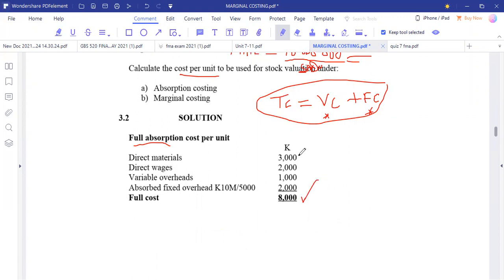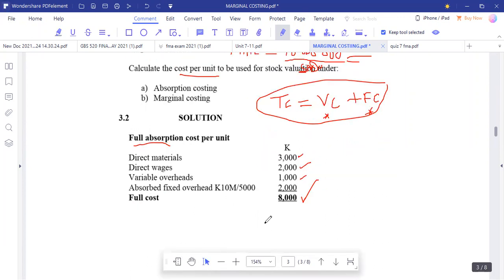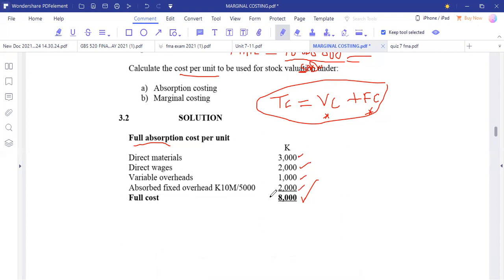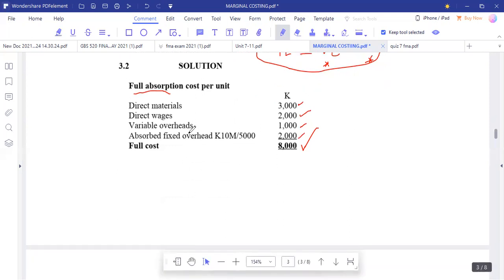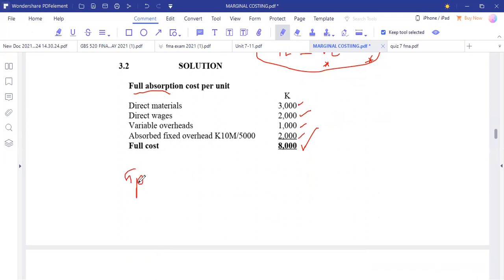So meaning we are considering both the variable cost, direct material, direct wages, variable overheads, and absorption fixed cost per unit, which is 10 million divided by 5,000, which is 2,000. So the sum of these, that is the full product cost per unit in terms of absorption costing. All right, so as we find our GP here for this one straight away, because like I mentioned, in absorption costing, we need to find the gross profit, not contribution.